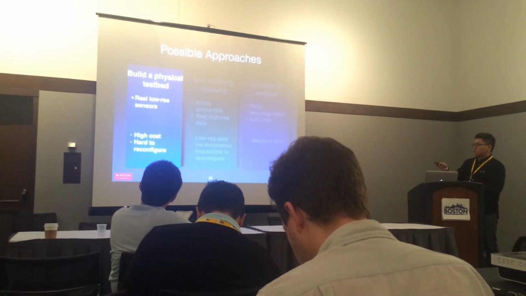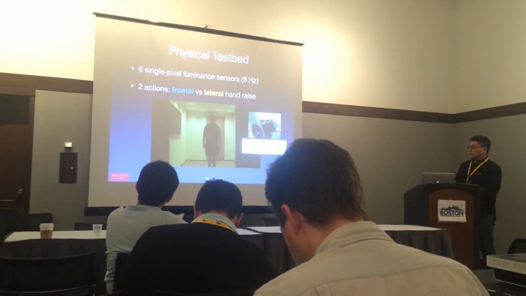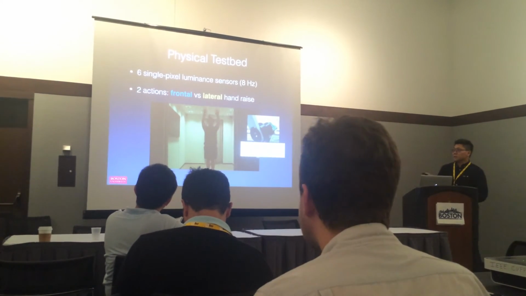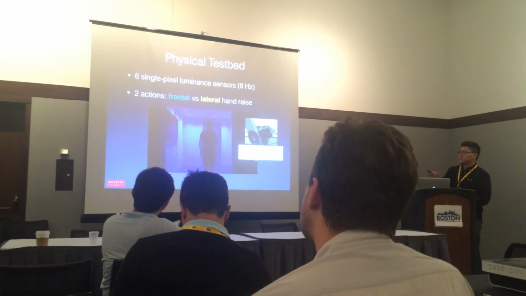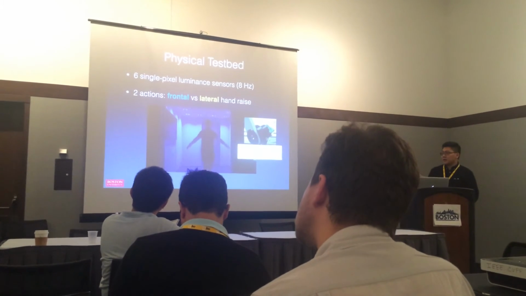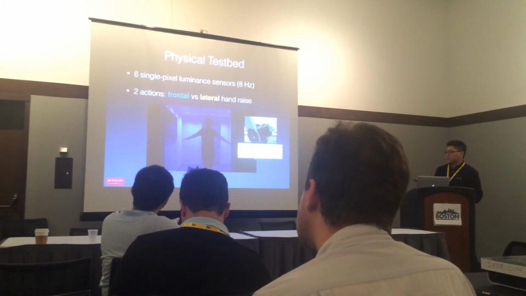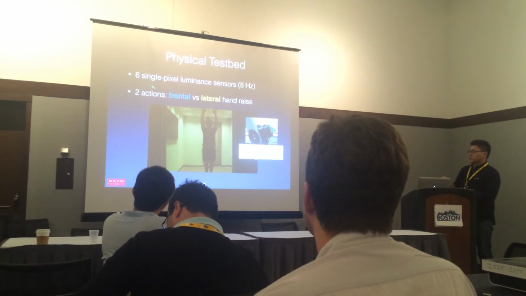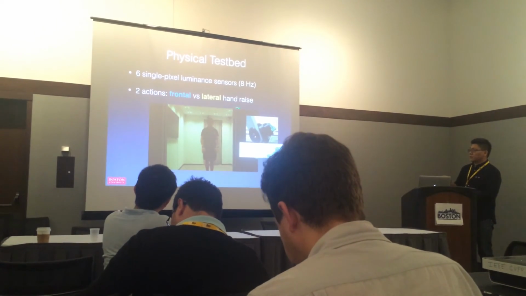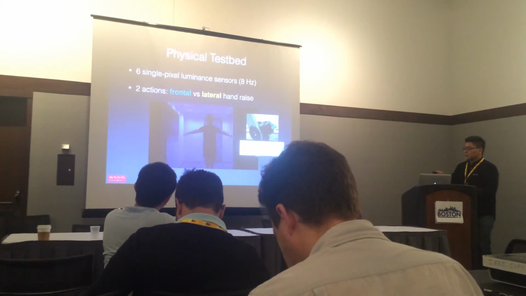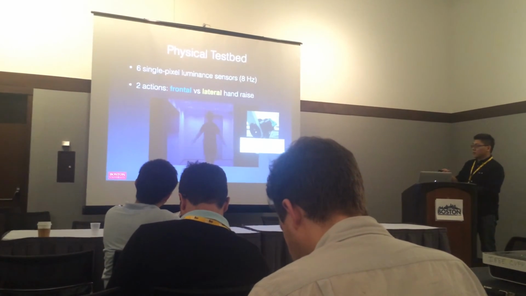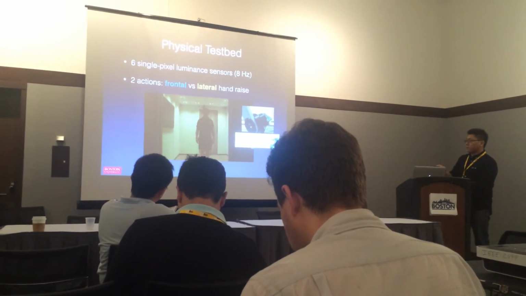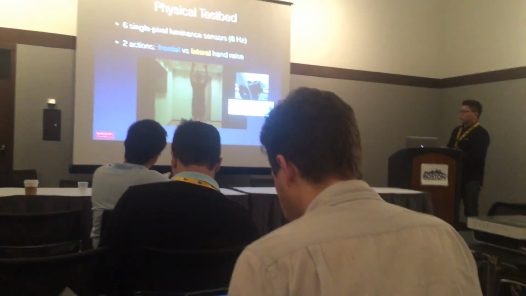And then we progress to the physical test bed. This is very new work. Actually, we're still in progress, but we're very excited to share with you. We built the test bed at BU using 6 single pixel luminance sensors capturing at 8 Hertz. And here is an example of the sensor we use. They're manufactured at RPI. For now, we define 2 very simple actions: frontal raising hand and lateral raising hand. As you can see, raising hand laterally changes the loop color to yellow. And if you raise hand frontally, it will change the loop color to blue.